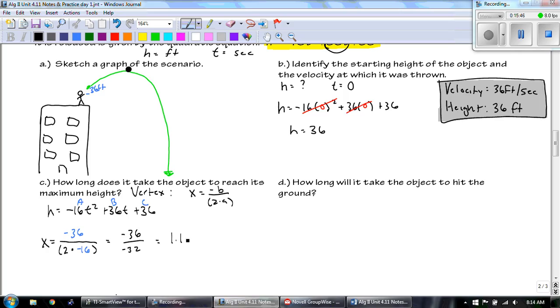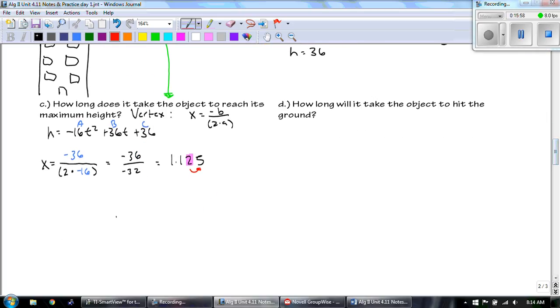So we get 1.125. Anytime we're talking about time, we always go to 2 decimals, so that means we would round it. 5 or more, raise the score. 4 or less, let it rest. So x is approximately, we would say that it's 1.3 seconds. If it's asking for the exact answer, we would just leave it as 1.125.